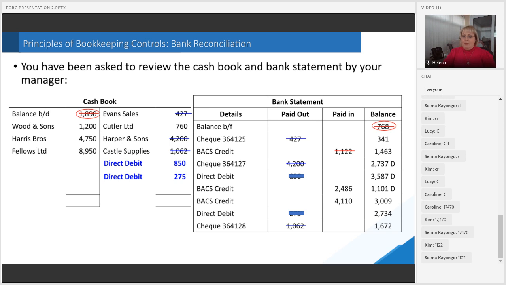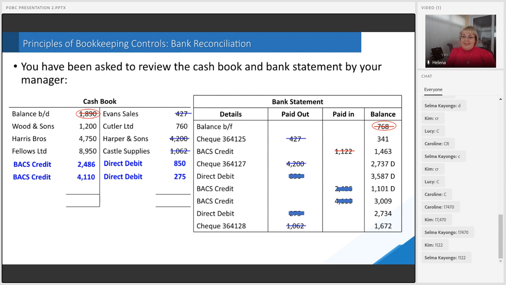The paid out column in my bank statement is done, but I do need to deal with the paid in column. And there's two transactions, one for £2,486. This is money paid in. This is money increasing my assets, so it's going to go on the debit side of the cash book. And again, I'm highlighting it off my bank statement. I've also got a transaction for £4,110. So I'm going to cross that off, pop that on the debit side of my cash book.